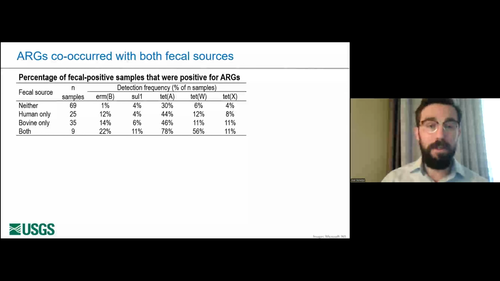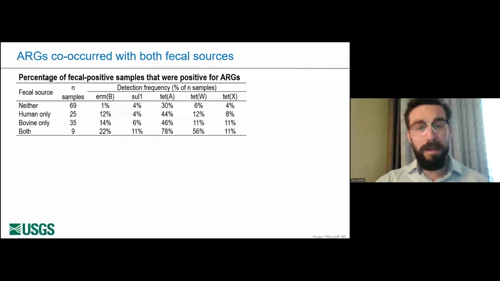The table now is showing us the percentage of fecal positive samples that were also positive for antibiotic resistance genes. So the first column is the fecal source category that was detected in the sample. The second column is the number of samples positive for that fecal source. And then the remaining columns are the percentage of samples within that fecal source positive for each antibiotic resistance gene. So for example, starting at the top row, neither fecal source was detected in 69 of 138 samples. And of those 69 samples, 1% were positive for this ERM-B gene, et cetera, across the other gene targets.